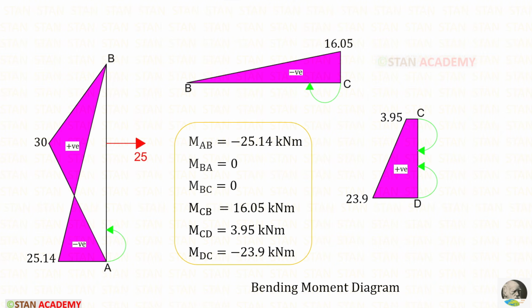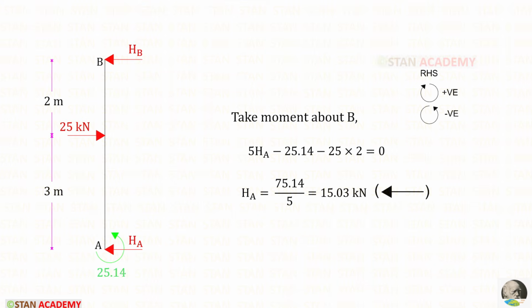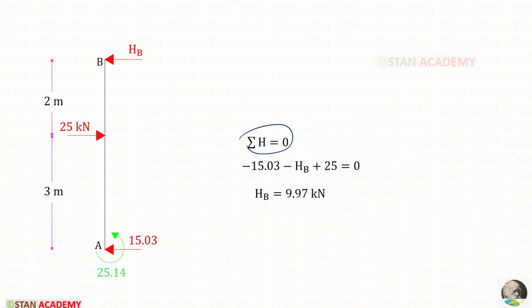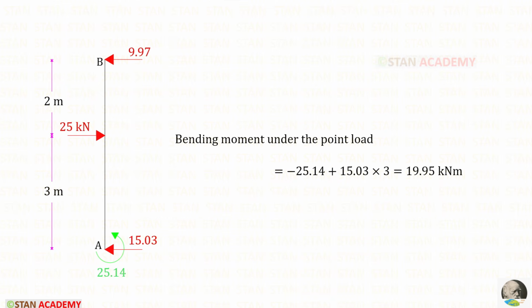Here you can see the bending moment diagram by superposition method. Let us take the column AB. By taking moment about B, we can find HA. And by applying this rule, we can find HB. Let us find the bending moment under the point load. This is acting in the anti-clockwise direction, so negative. This load is acting in the clockwise direction, so positive. And the distance is 3. Finally, we will get 19.95 kilonewton meter.